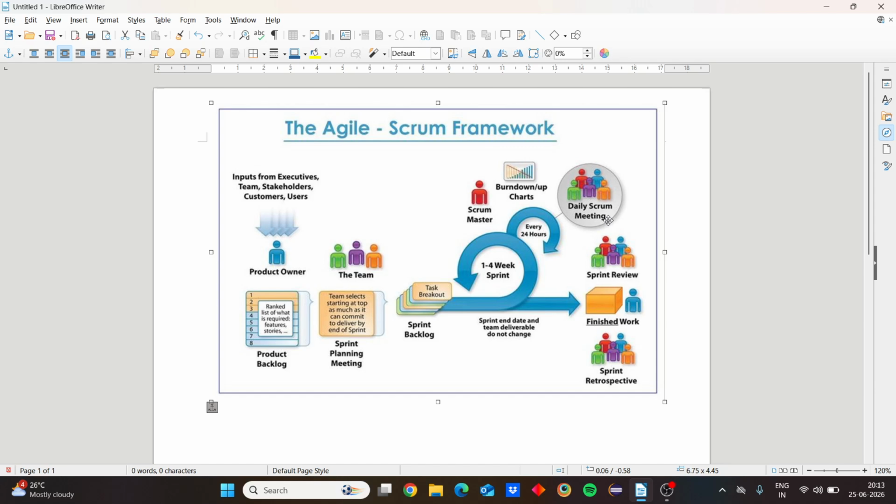There are three main questions asked in the Scrum meeting. What did you do yesterday? What are we going to do today? And what are the blocks or issues? These three questions are asked in the daily Scrum meeting.